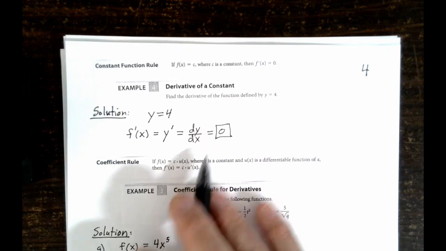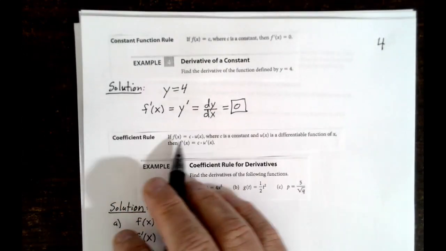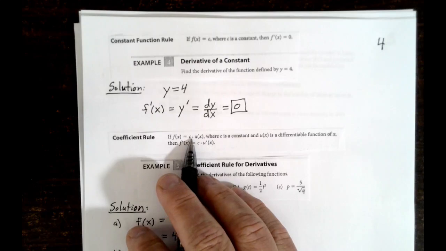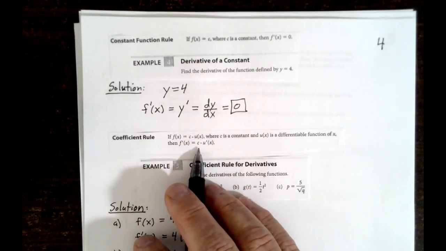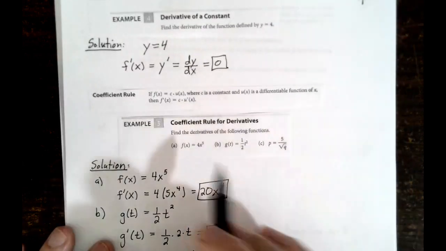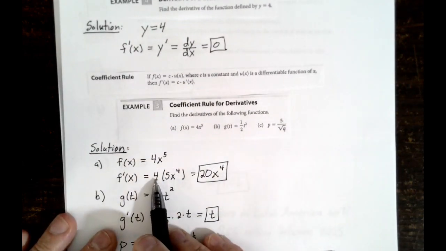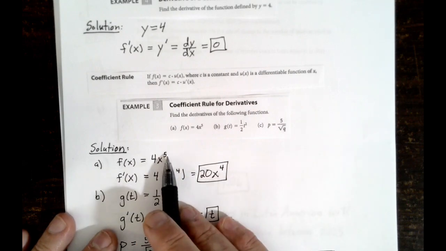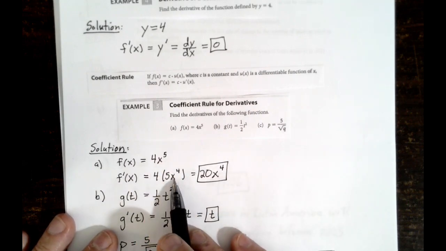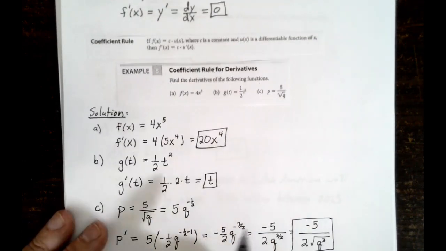Well, it's 0. Now they're saying, what's the coefficient rule? Meaning some number out in front times a function is just the number out in front times the derivative of the function. So if you're taking the derivative of 4x to the 5th, you leave the 4 out front and you take the derivative of x to the 5th, which is 5x to the 4th. And now you clean it up by multiplying the 4 and the 5 to give you 20.